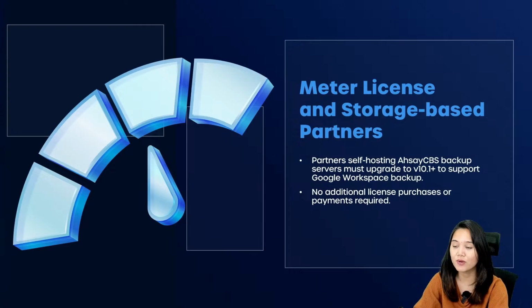Next, for our metered license and storage-based partners, enabling Google Workspace backup is straightforward. You only need to upgrade your Ahsay CBS backup servers to version 10.1 or higher. The best part, no additional license purchases or extra payments are required.